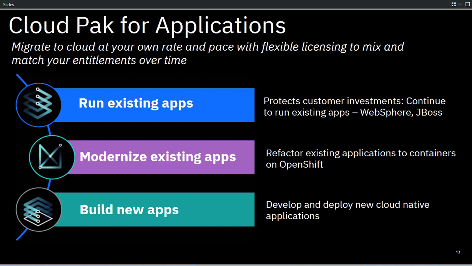It means that you can continue to run your TWAS ND where it is, and at your own pace begin to think about modernizing and building new. And as you do so, then you can branch out into OpenShift. And so the other 2 core use cases, and these are the ones that we're really going to focus on through this session, are around modernization and building new.